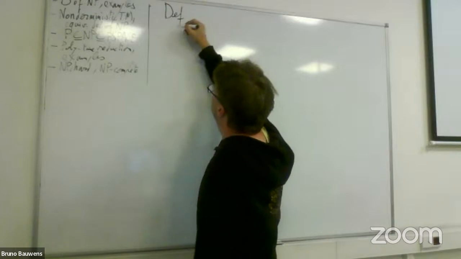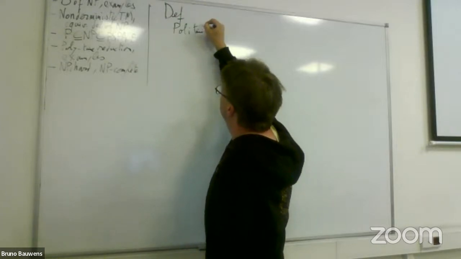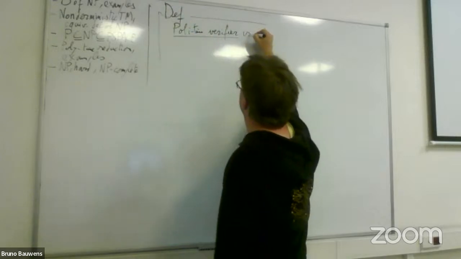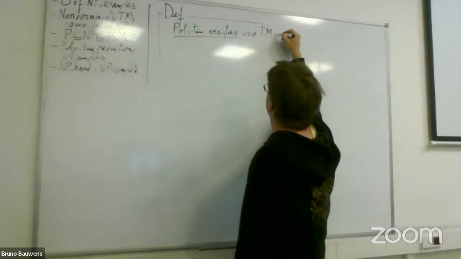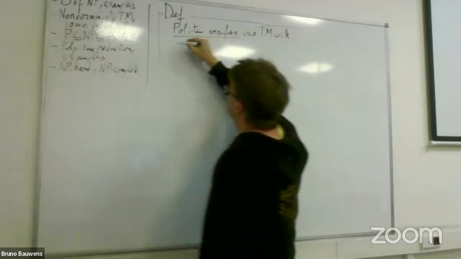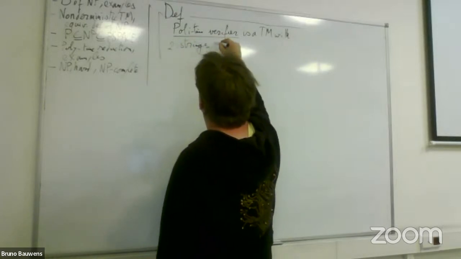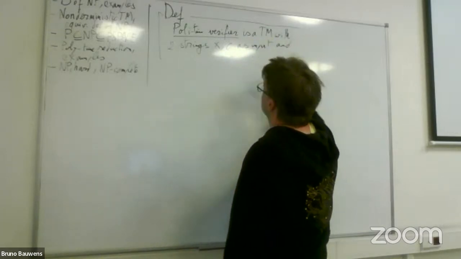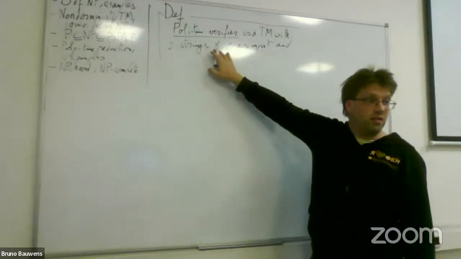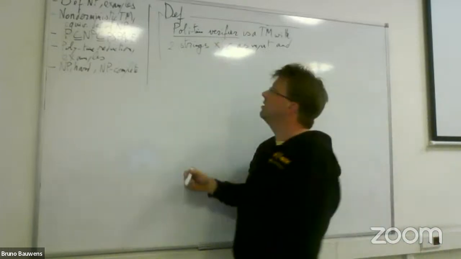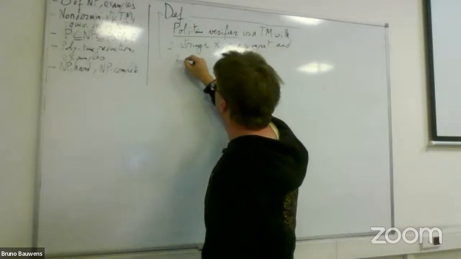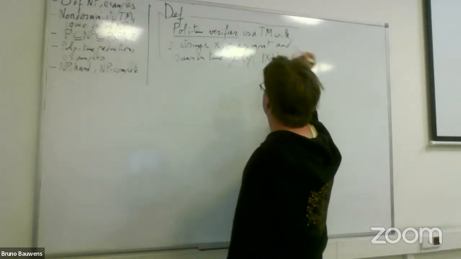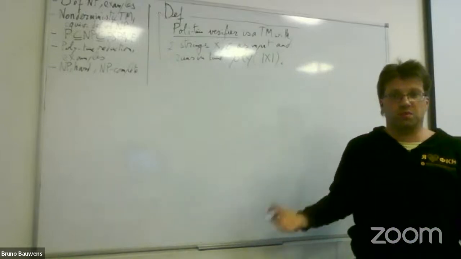Okay, so definition: polytime verifier. It receives X and C. It should run in time polynomial in the length of the first string, the problem, only the length of X. So that's it. And then it either says accept or reject.